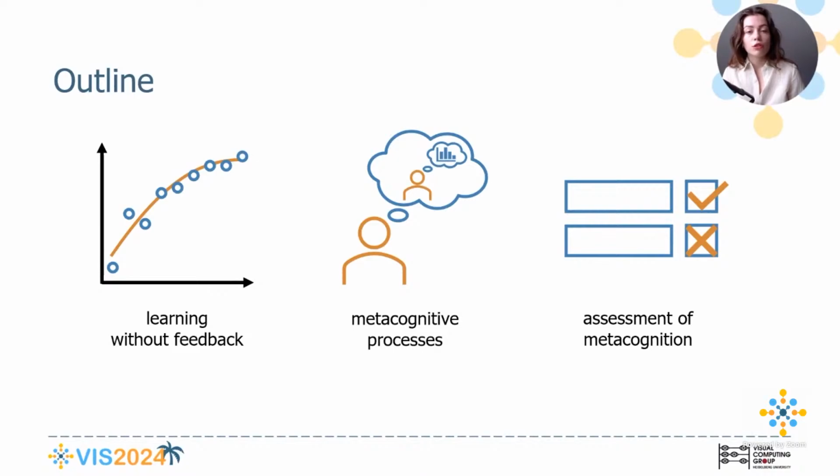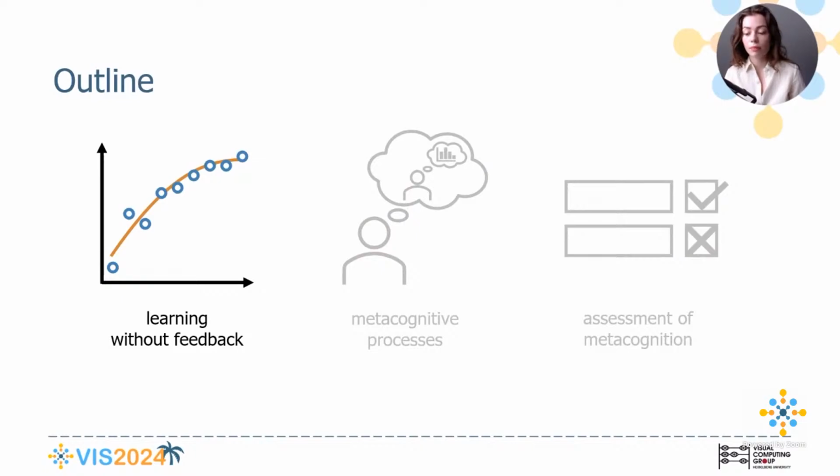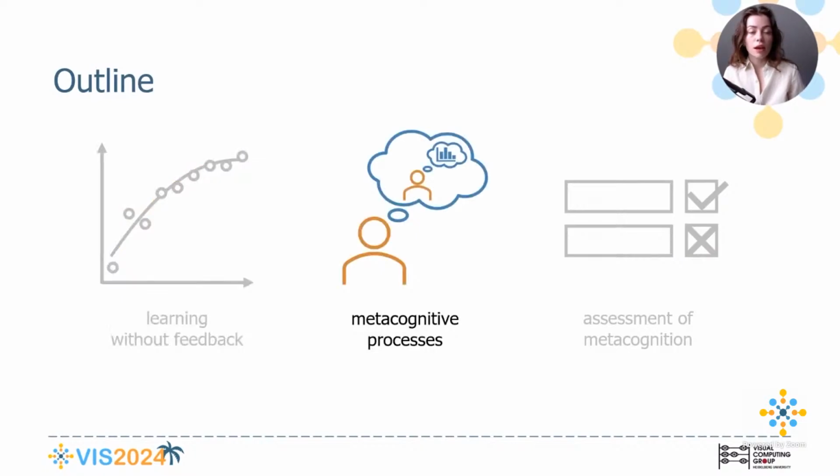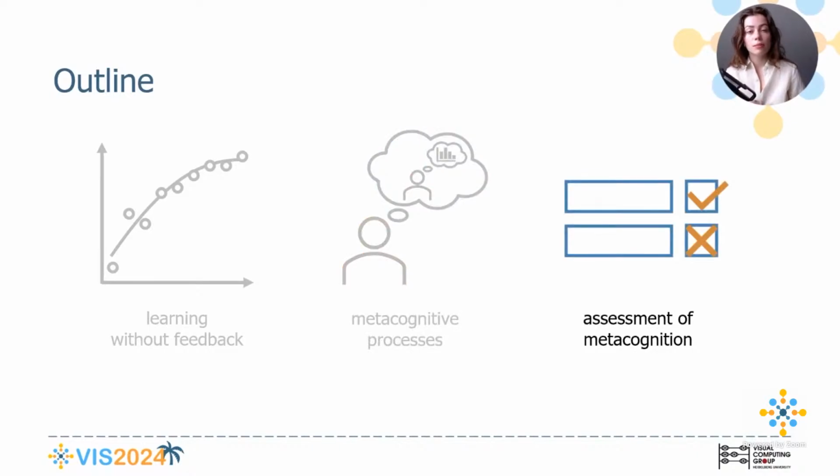In my talk, I want to share with you 3 main ideas. First, an accidental finding. We saw that accuracy in the visual reasoning task improved even without feedback. Second, a possible explanation for this learning without feedback, and that is metacognitive processes. Thirdly, I will propose a simple instrument to measure metacognition and present data that indicate that metacognitive processes may be responsible for the learning effect.